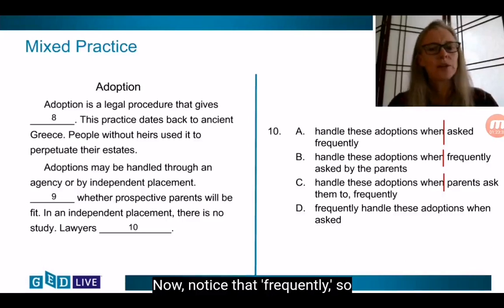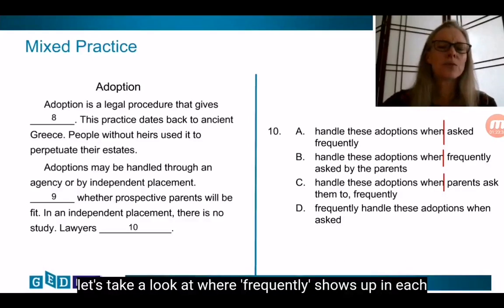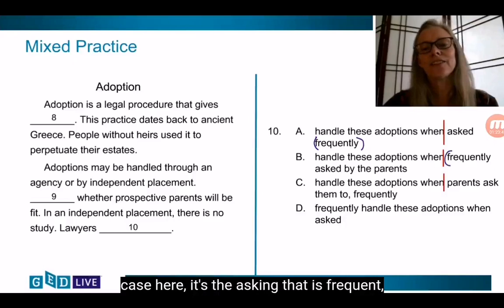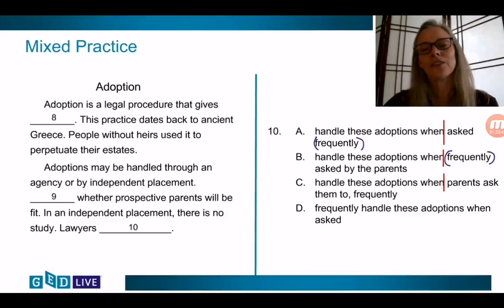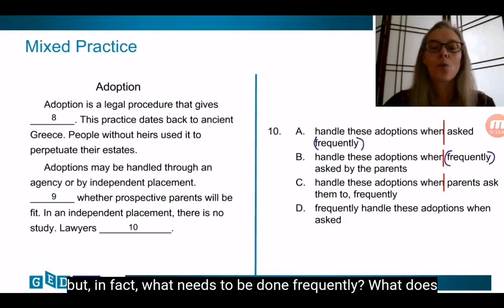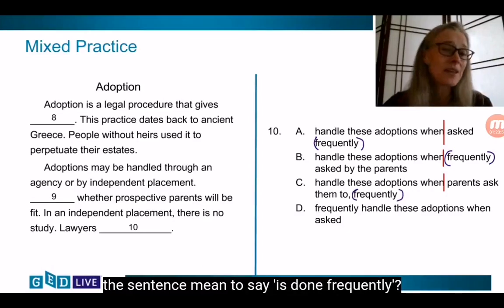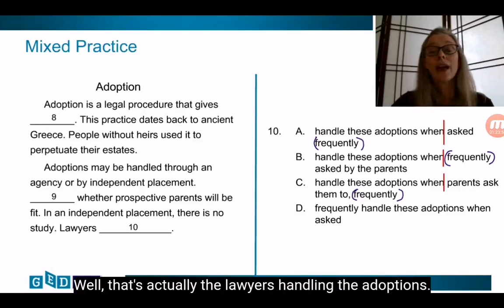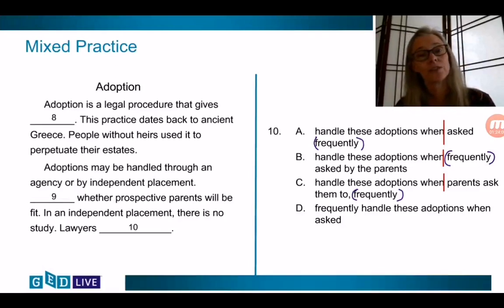Now, notice that frequently, so let's take a look at where frequently shows up in each of these choices. When asked frequently. In each case here, it's the asking that is frequent. But in fact, what needs to be done frequently? What does the sentence mean to say is done frequently? Well, that's actually the lawyers handling the adoptions.